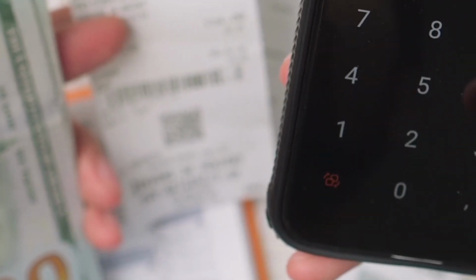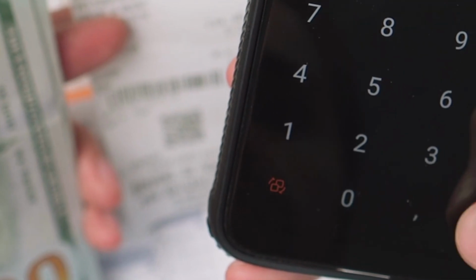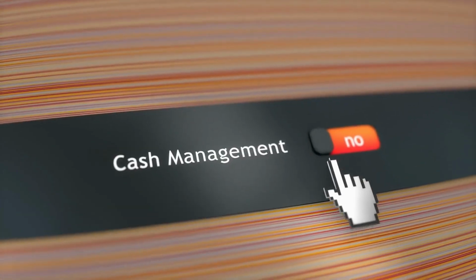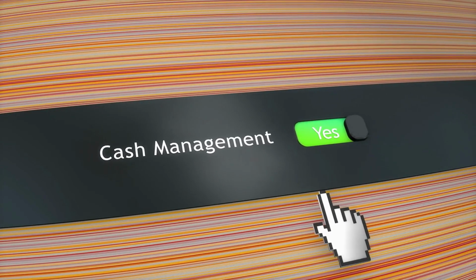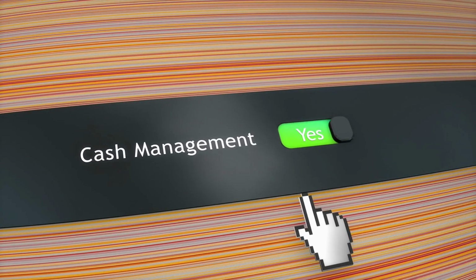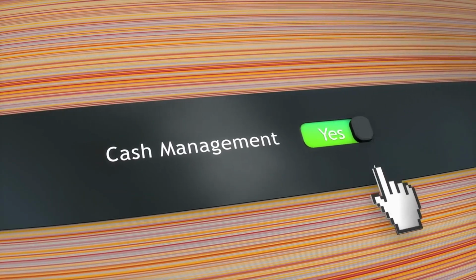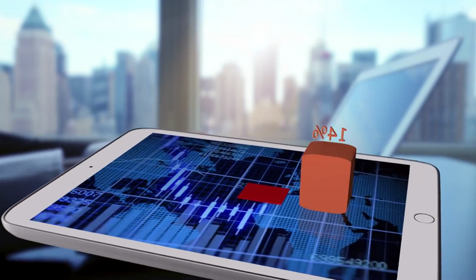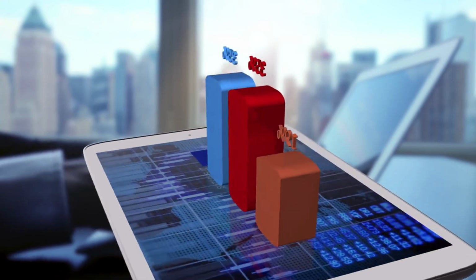In addition to these tips, businesses can also use various cash flow management tools to improve financial stability. Cash flow management tools include cash flow forecasting software, accounts receivable and accounts payable management software, and inventory management software. These tools can help businesses streamline cash flow management, reduce the risk of errors, and improve financial decision-making.